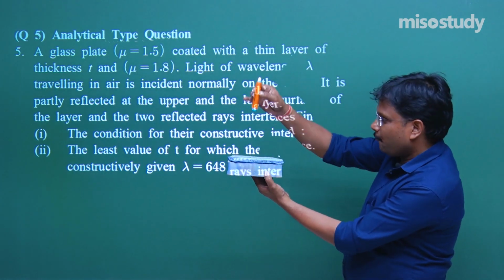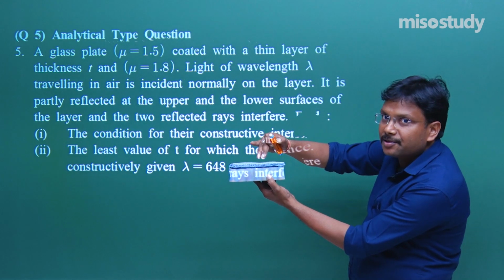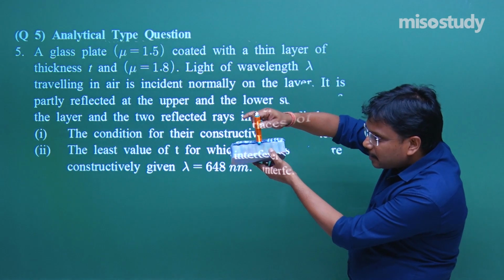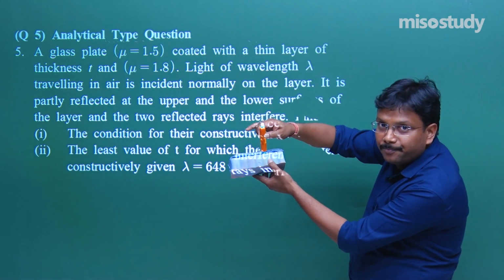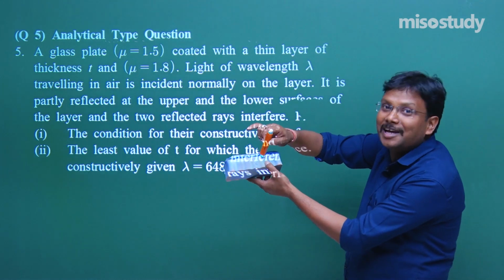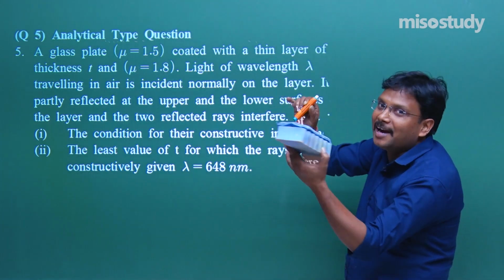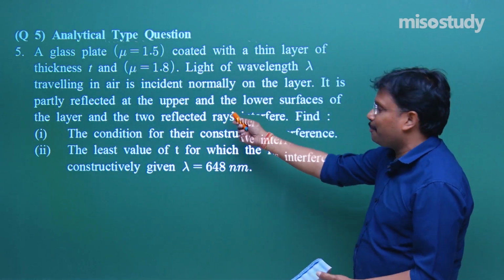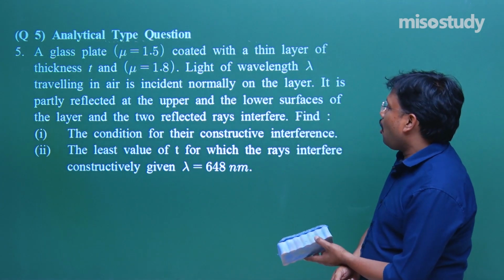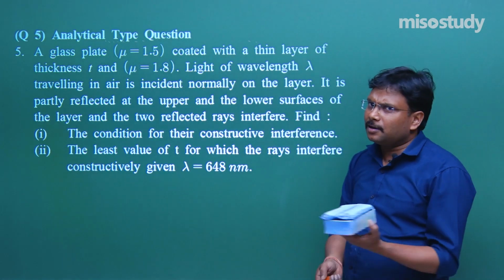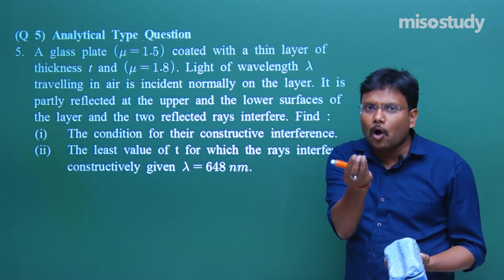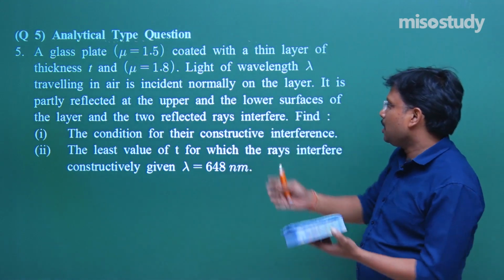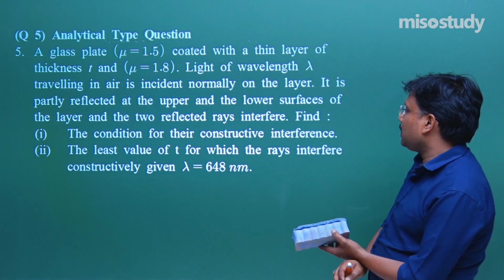So what will happen? First reflection will take place at this upper surface. Some portion will go inside and second reflection will take place at the lower surface of this thin film, and third reflection will also take place at the glass surface. So this is the basic idea of this question. It is partially reflected at the upper and lower surface of the layer, and the two reflected rays interfere. This is something very common. If you spill some oil on the water surface, you can easily watch colorful films, fine. So you have to find the condition for their constructive interference.